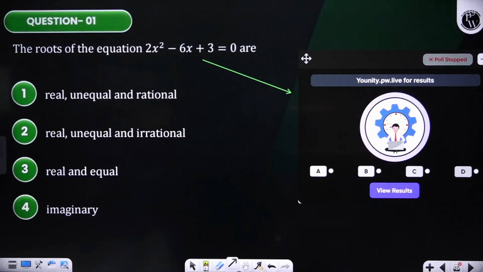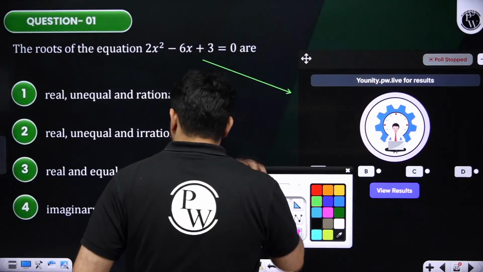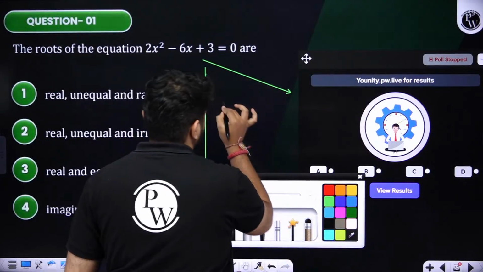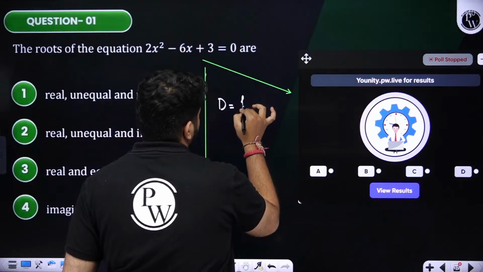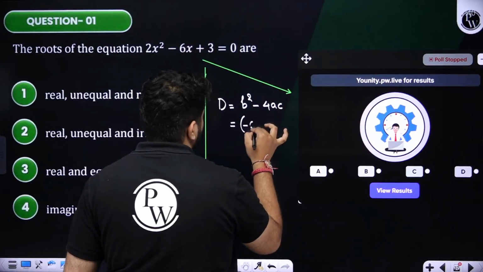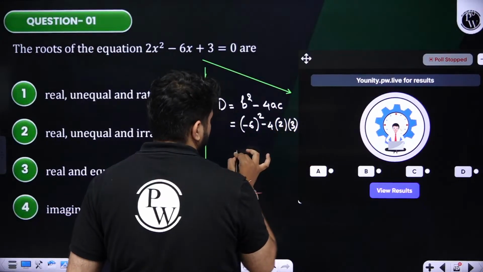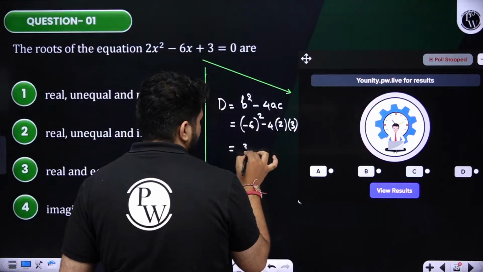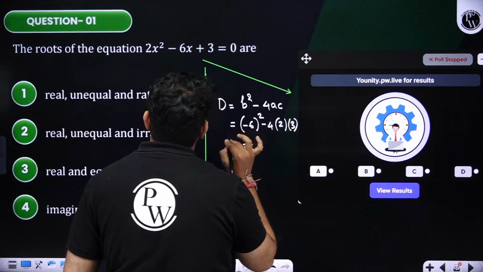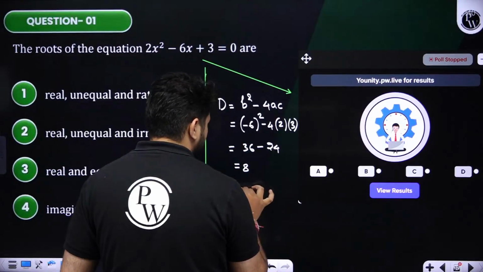C is the answer. Again real and equal roots you people are getting. Yes, so answer over here, discriminant value if I see, it will be b square minus 4ac, which is b square value is minus 6 whole square minus 4 times of 2 into 3. So which is nothing but what, students? Minus 6 whole square is 36, 4 2s are 8, 8 3s are 24, so which is nothing but what, 8 is there. So discriminant value is what, greater than 0.